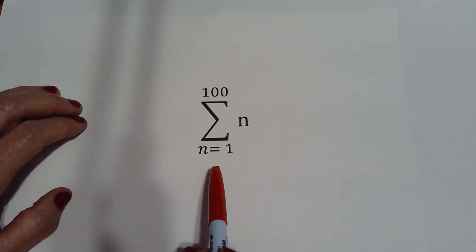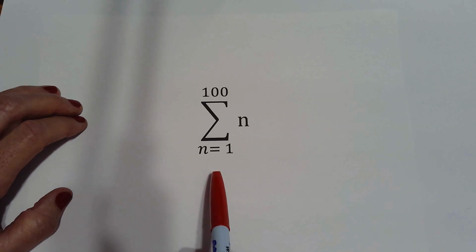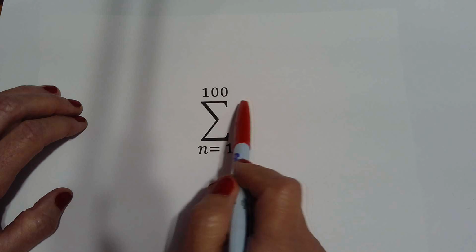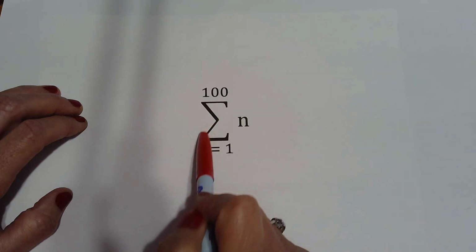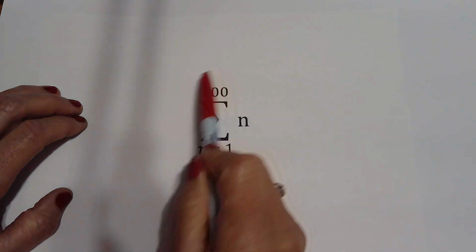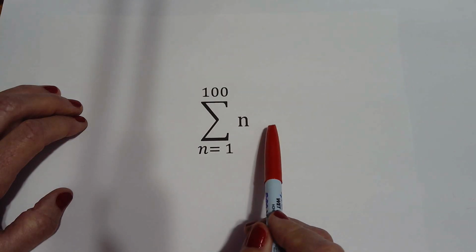Sigma notation is used to express the sum of a series. It is called sigma notation because it involves the uppercase Greek letter sigma. This is the notation that would represent the positive integers from 1 to 100.